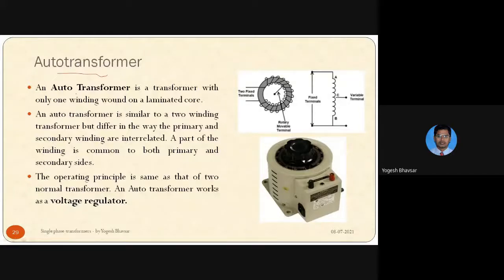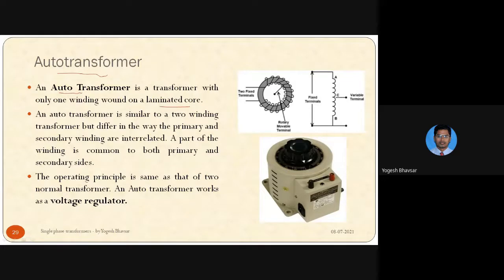So the auto transformer, as we have seen, is a transformer with only one winding wound on a laminated core. The basic difference between the conventional transformer and this auto transformer is that the auto transformer contains only one winding. A conventional transformer will contain two windings, one at the primary side and another at the secondary side. So this is the difference, right? But the auto transformer has only one winding.